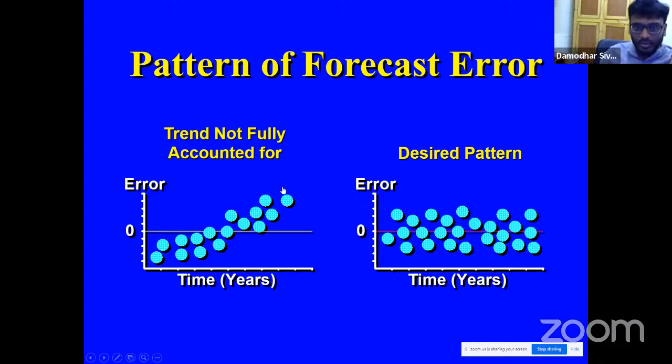So this is the undesired pattern. We should not get this pattern in error analysis. If this is the error pattern you are getting, then your model has some issue incorporating all the information. Then what is the desired pattern? Your error should be random in nature with the mean value equal to 0. That means it should be randomly distributed, and it should not have any information left out in the error.